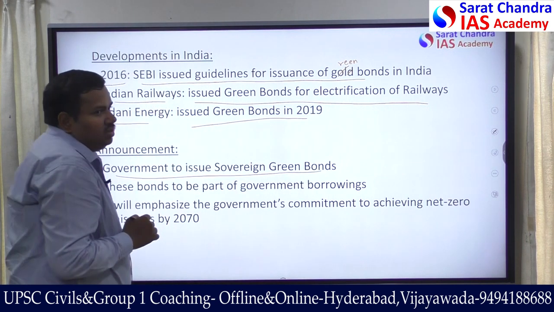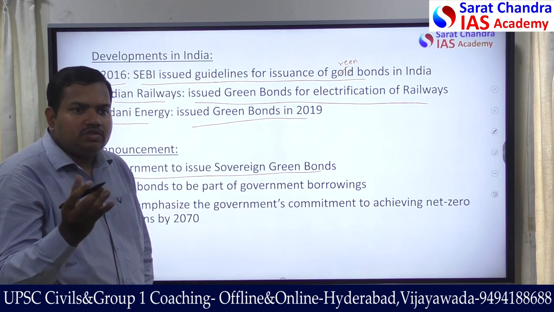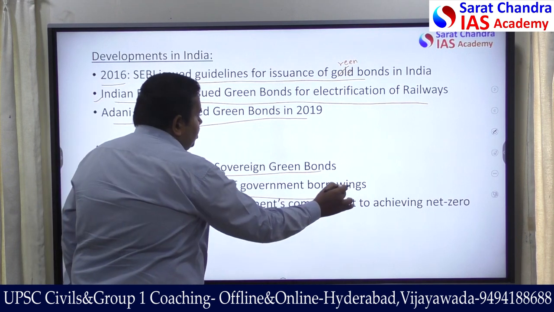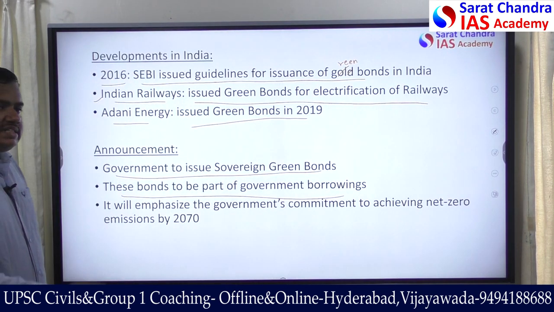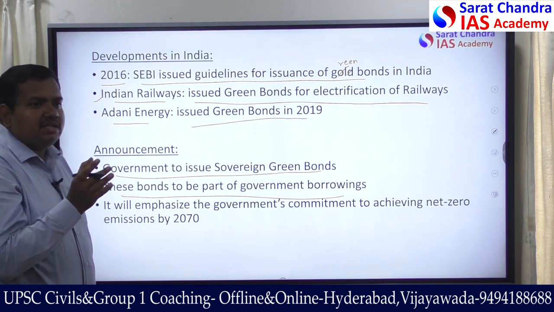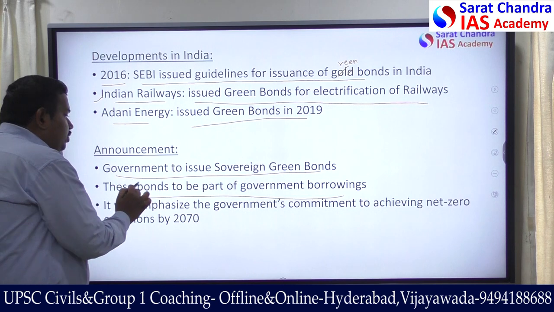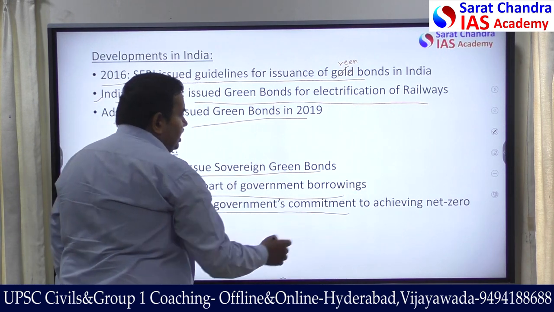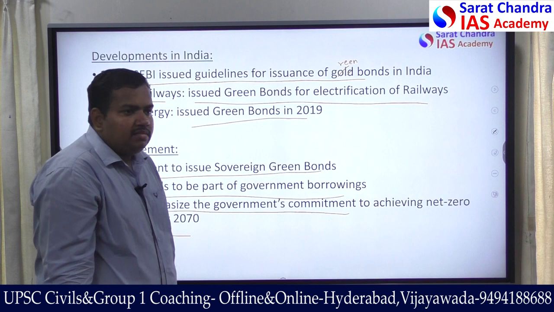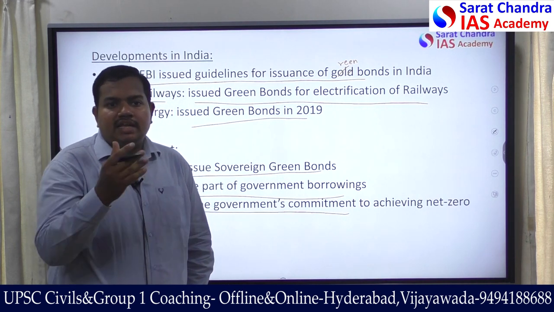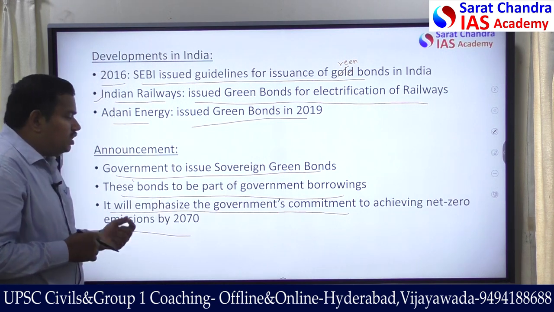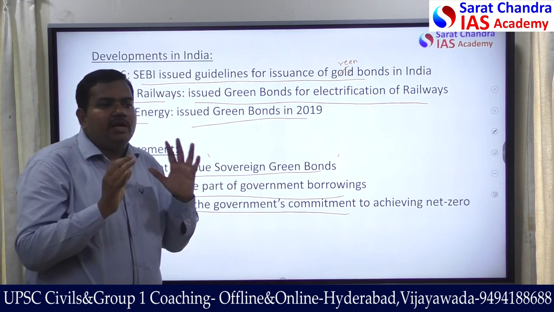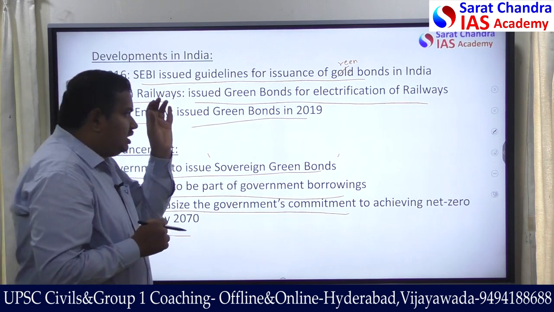Government to issue sovereign green bonds. Just like the government issues several bonds, it is now going to issue sovereign green bonds. These bonds will be part of government borrowings, just like dated securities. Yesterday we saw the components of public debt. Now these bonds are going to be part of the government borrowings, and it will emphasize the government's commitment to achieving net zero emissions by 2070. Our government announced in the last COP that it wants to achieve net zero emissions by 2070. So by issuing a sovereign green bond, we emphasize our commitment towards that. That is one of the advantages.